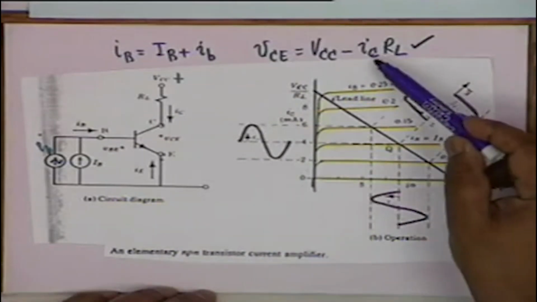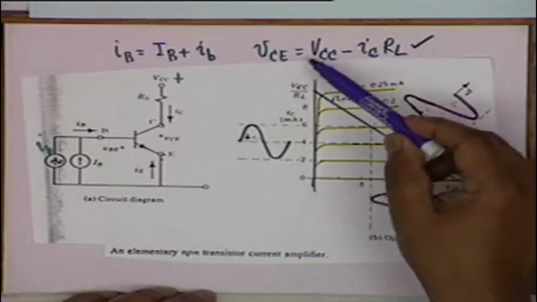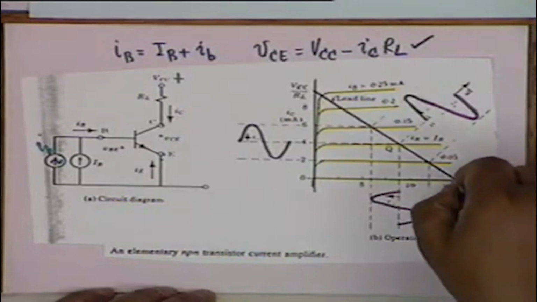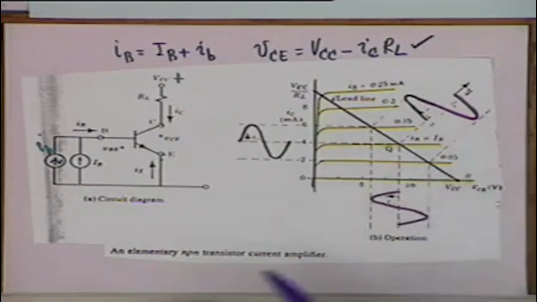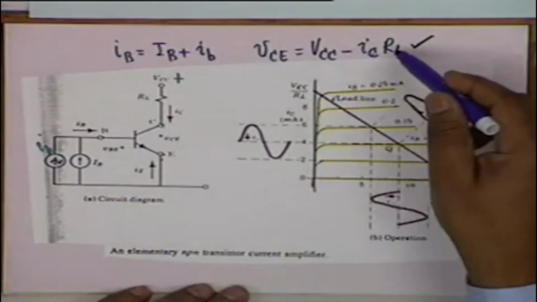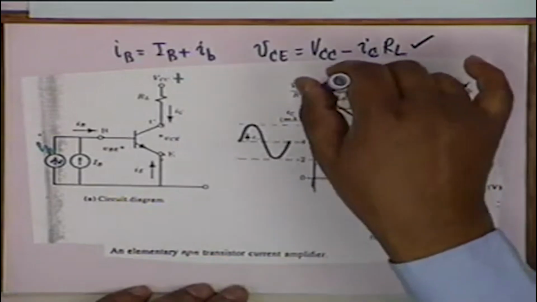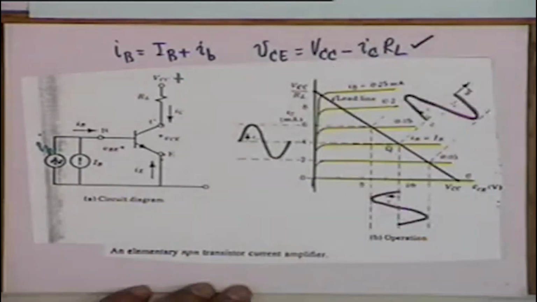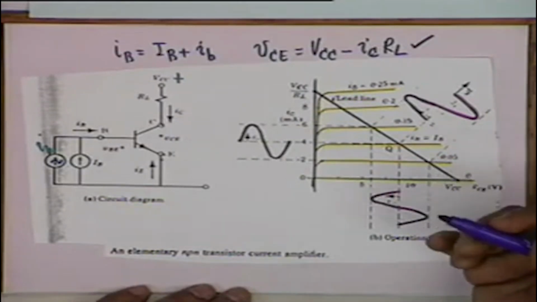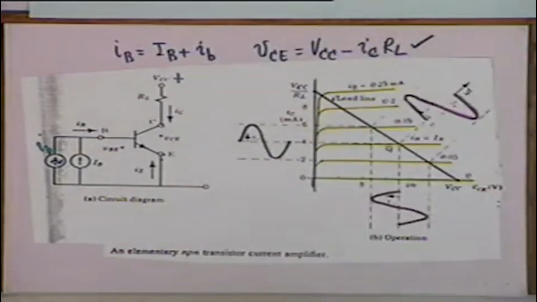You put I sub C equal to 0, then VCE is equal to VCC. That means the straight line starts from this point, which is VCC. Then we put VCE equal to 0. Under that condition, I sub C should be VCC by RL, so it must pass through this point, which is VCC by RL. A straight line can be specified by two points, so you join them and that becomes your load line. It is a straight line dictated by the load, and also of course the supply voltage VCC.